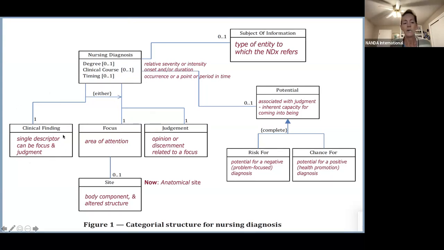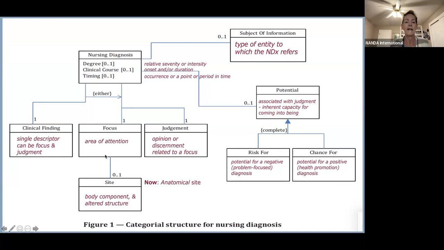Over on the left side here, we have clinical finding. And clinical finding is a single descriptor or a focus and a judgment, but it generally is preferred, and ISO strongly prefers, that it is the focus. So it is a descriptor about what it is we're seeing. And the focus is the area of attention. So this is an either or as it's set up right now in ISO. You can either have a clinical focus, a clinical finding. An example of that within the current NANDA taxonomy would be any of our terms that have one word in our labels. So anxiety, fear, nausea, those things that are one word, they are combining the focus and the judgment in one term.